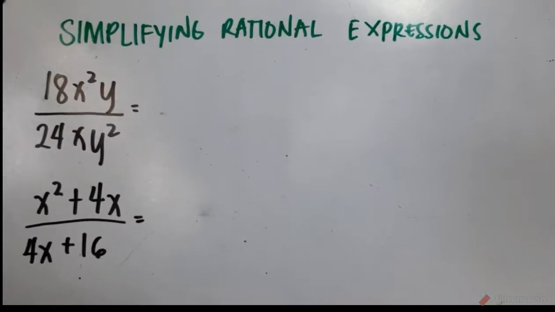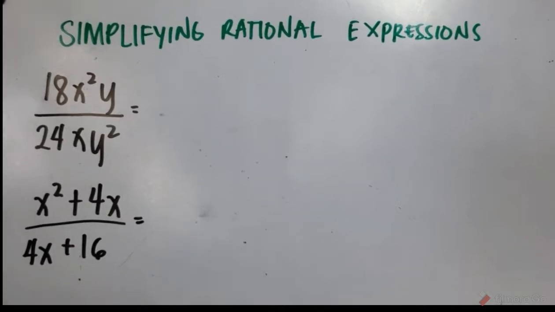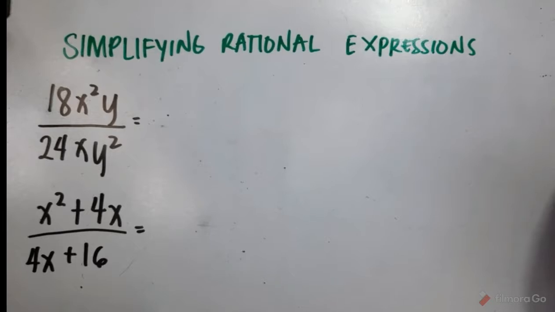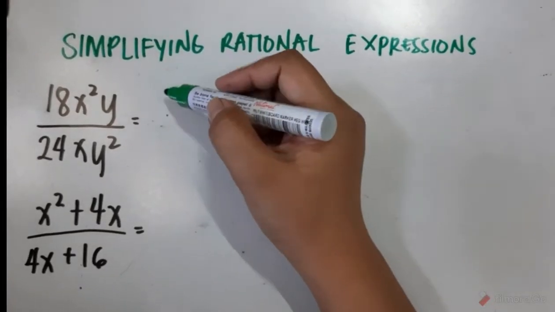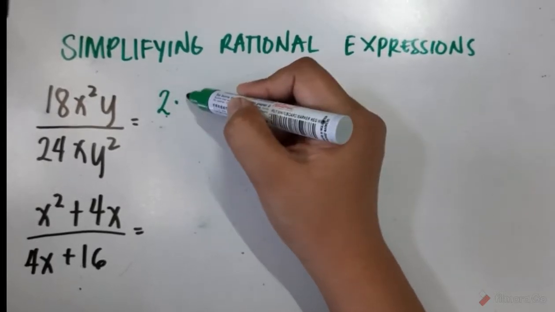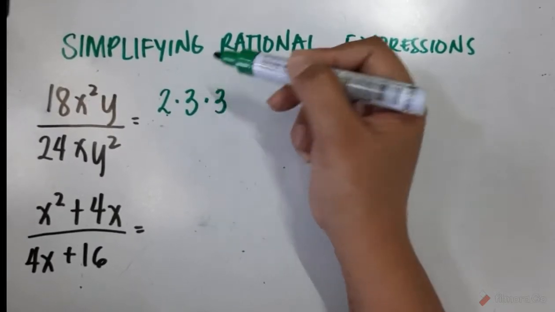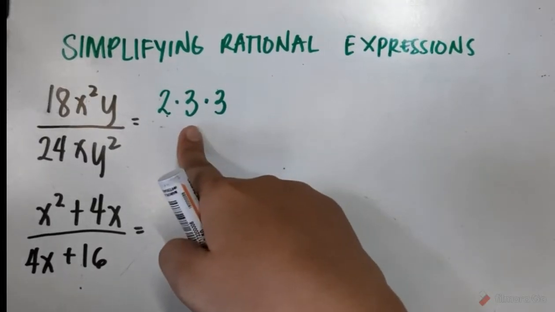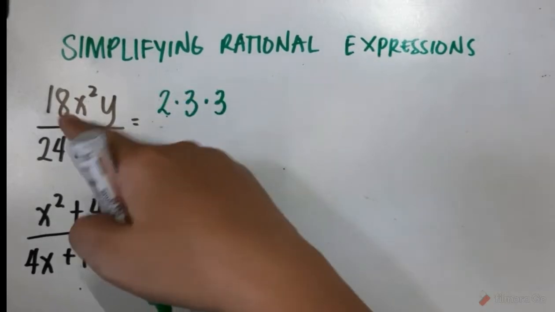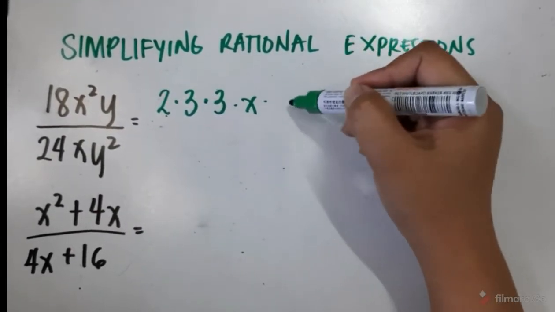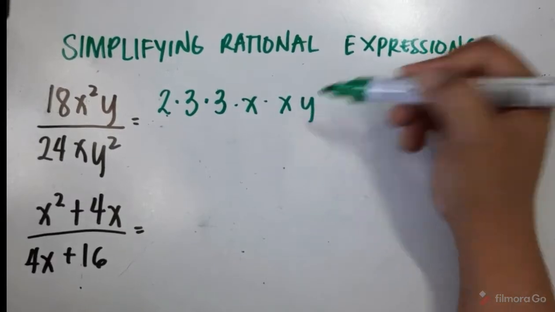Simplify rational expressions. The first step in simplifying rational expressions is to factor the numerator and the denominator. The factors of 18 are 9 times 2. So how do we write these factors? 2, and then 9 is 3 times 3. So 2 times 3 is 6, times 3 is 18. And then we factor out x. How many x do we have? 2. x, and then y.